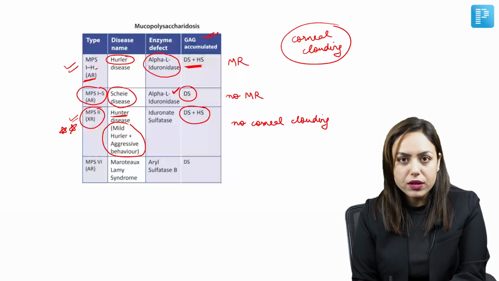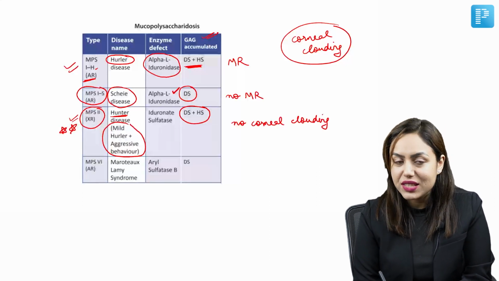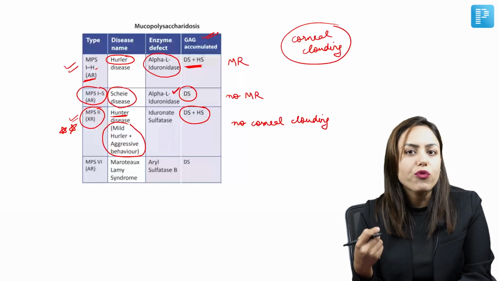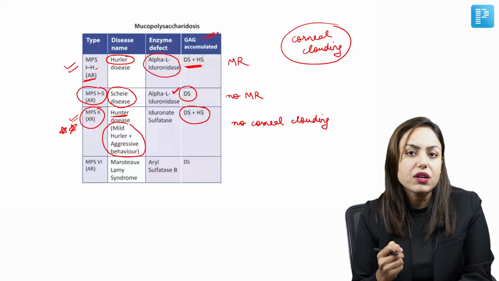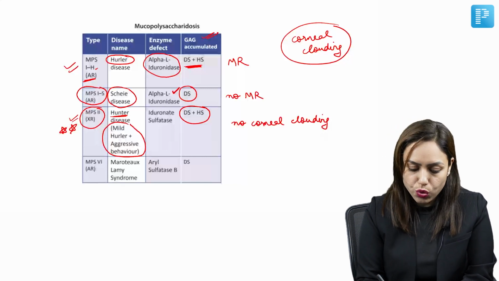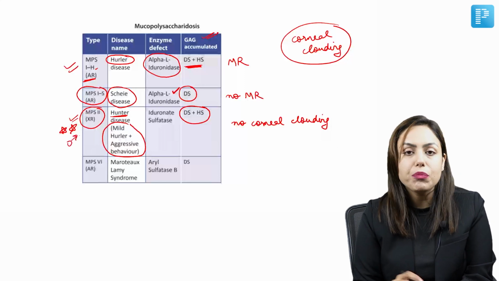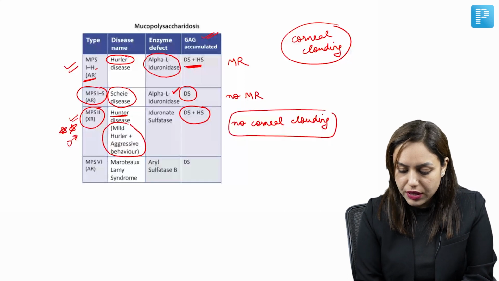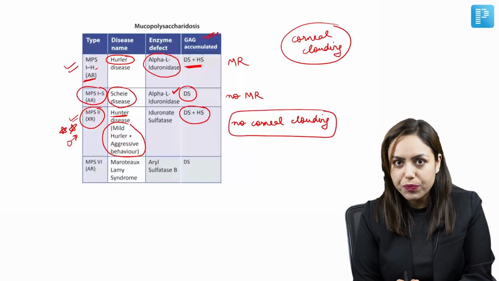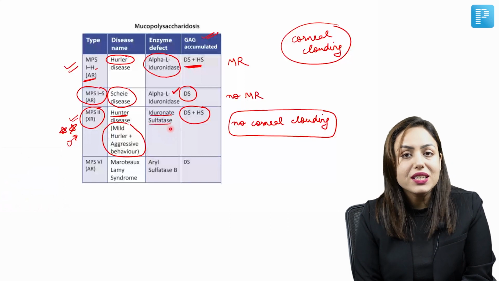So what is the mnemonic? The name is Hunter. Hunters are usually males. Hunters which go for hunting in the jungle, they are usually males and they should be having a clear vision. Okay. So type 2 is X-linked recessive, means mostly males are affected, and no corneal clouding means they have clear vision, right? What is the enzyme involved here? Enzyme is iduronate sulfatase.